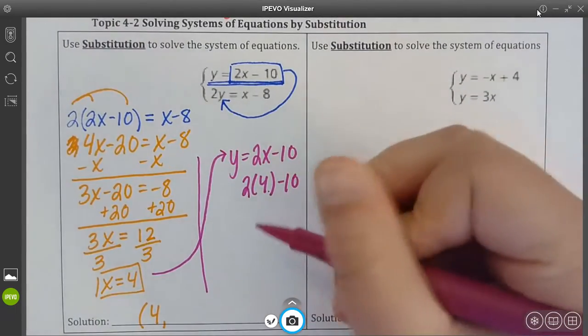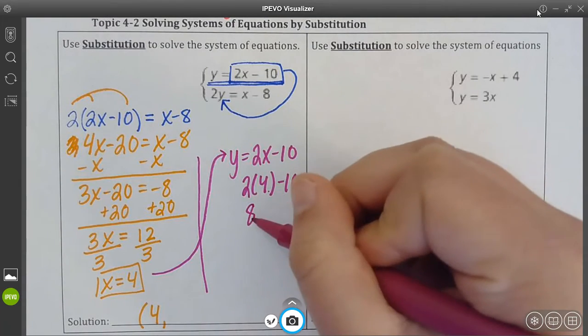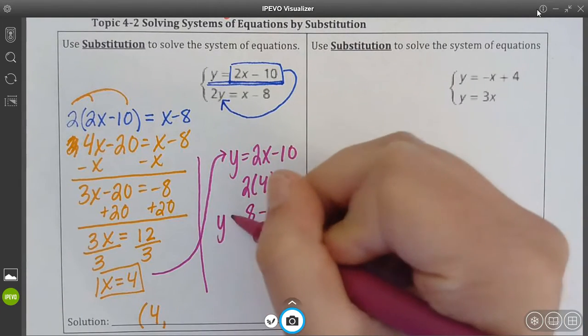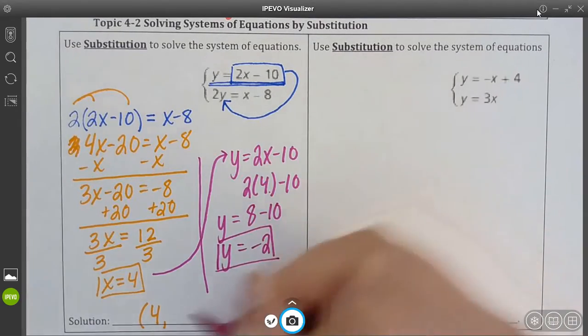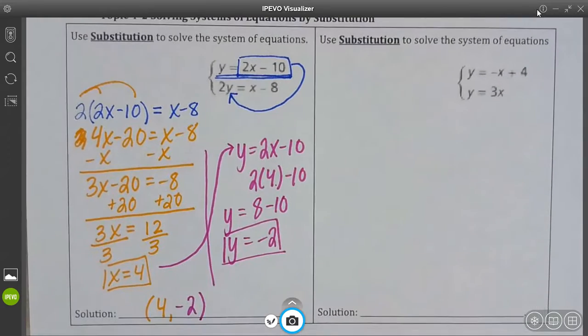This is something you can put in our calculator, or we can simplify. 2 times 4 is 8. And then 8 minus 10 is negative 2. My y value here is negative 2. We can write it as an ordered pair.